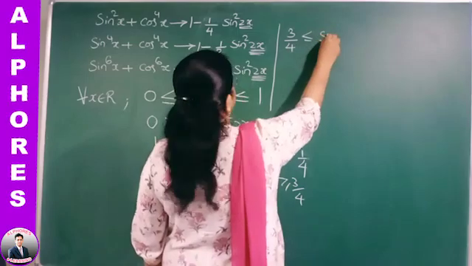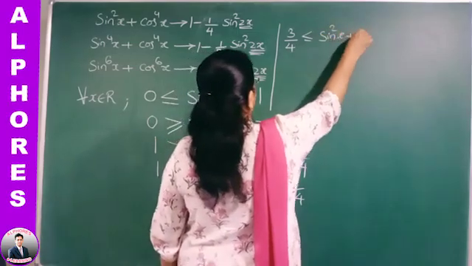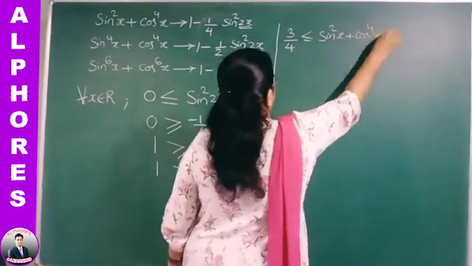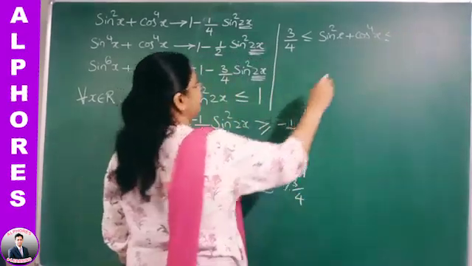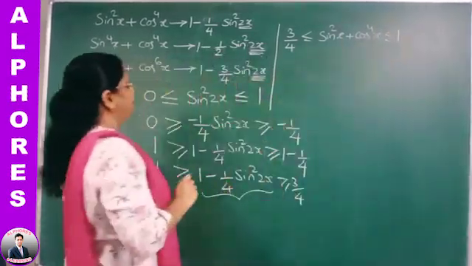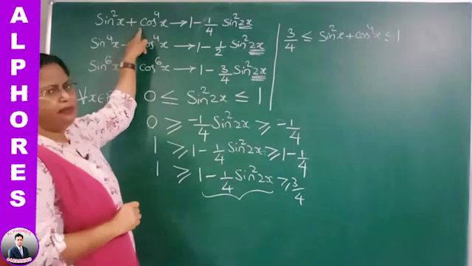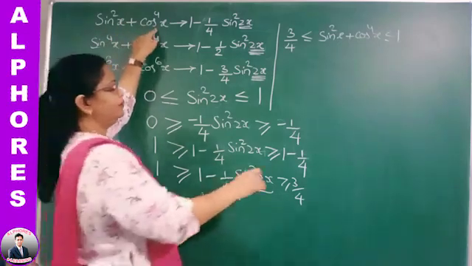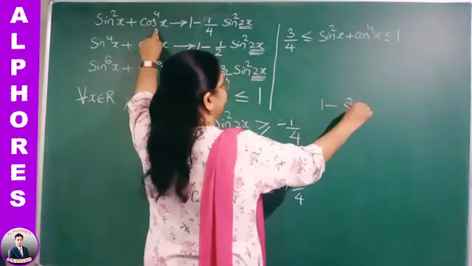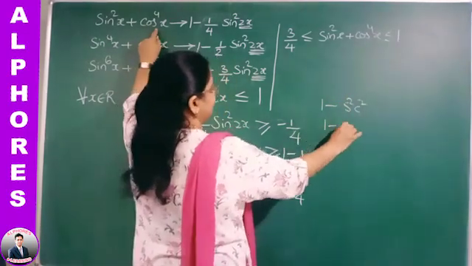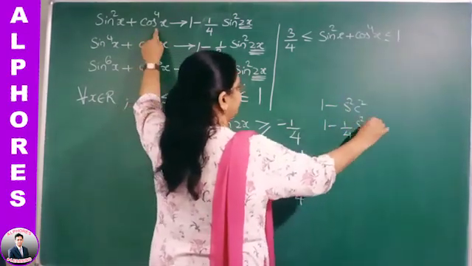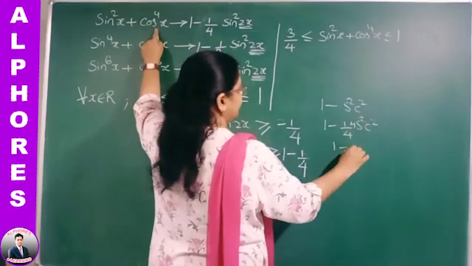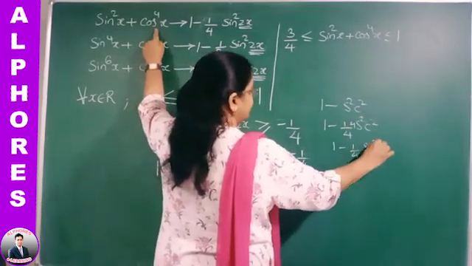It is sin²x + cos⁴x, and it is less than or equal to how much? You got the value 1. Understand? So now here we got this value, first one, sin²x + cos⁴x. You know the value as 1 minus sin²x cos²x, and then we multiplied and divided with this value, and after that you got 1 minus 1 by 4 sin²2x, right?